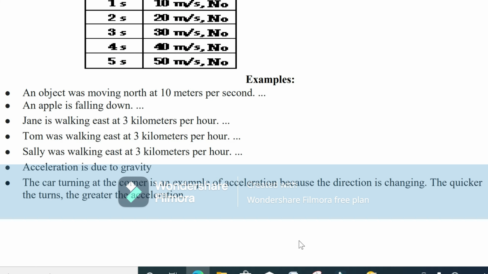Now what will be examples of acceleration in our daily life? There are different examples. An object was moving north at 10 meter per second, and an apple is falling down. This is about free fall. Jane is walking east at 3 kilometers per hour, Tom was walking east at 3 kilometers per hour, Sally was walking east at 3 kilometers per hour. Acceleration due to gravity, yes, which we discussed in free fall.